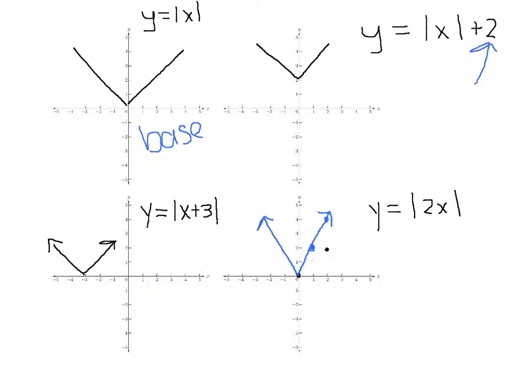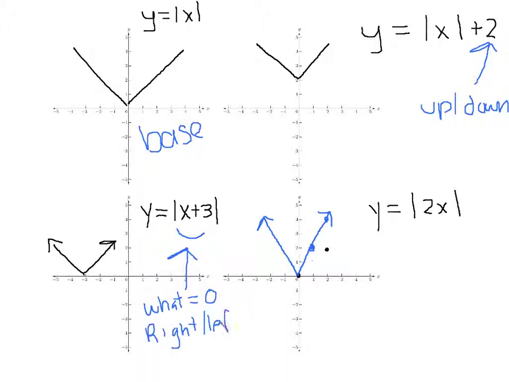This number right here shifts it up or down depending on whether it's negative or positive. The number inside here is a little bit trickier. You have to ask yourself what makes it equal to 0, and that's how far you go to the right or to the left. So in this case, a negative 3 would make it equal to 0, so it moves to the left 3. And this number can make it steeper or less steep, and there's going to be a difference on whether it's in front of the absolute value or inside, and we'll talk about that shift in a couple of slides.